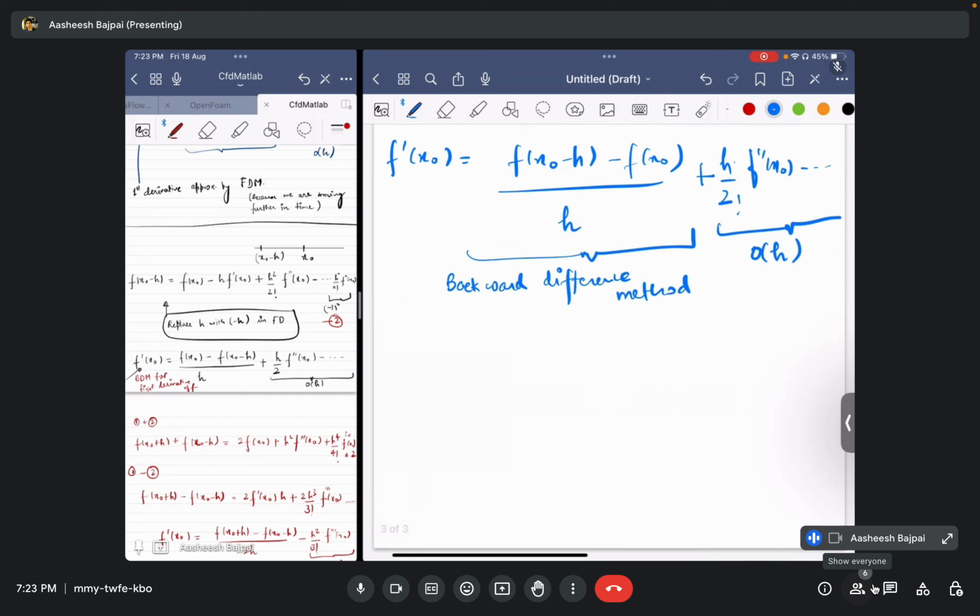I hope this is clear to everyone. It is the backward difference and forward difference method. You will get to know why I am explaining it in a short time.